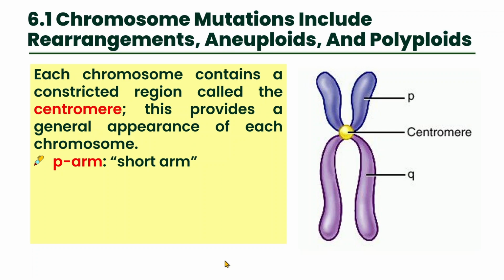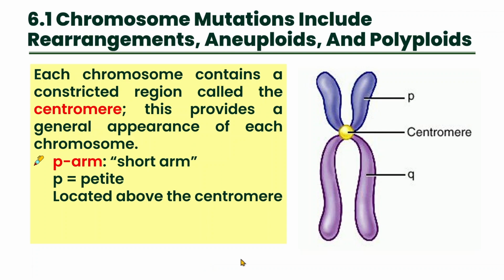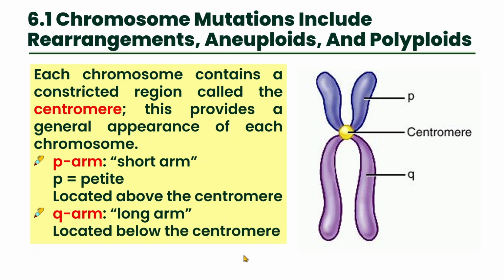The smaller part of the chromosome, the upper part, is called the p arm or short arm. The letter p stands for petite, petite meaning short. It is located above the centromere. On the lower part, below the centromere, the arms are called the q arm or long arm.